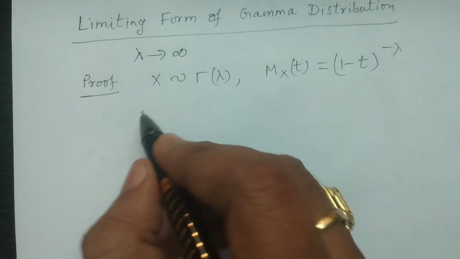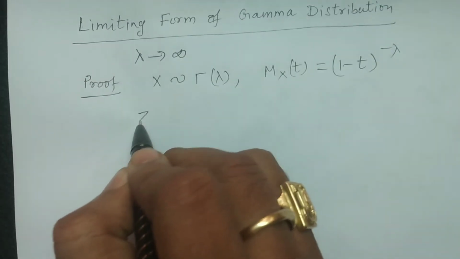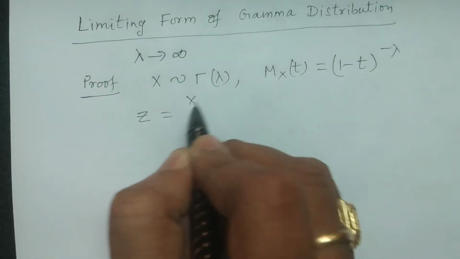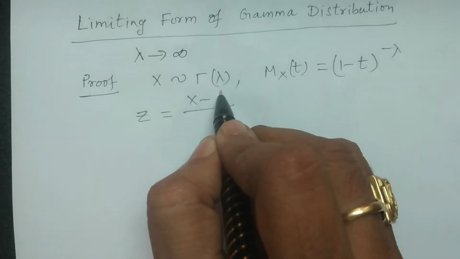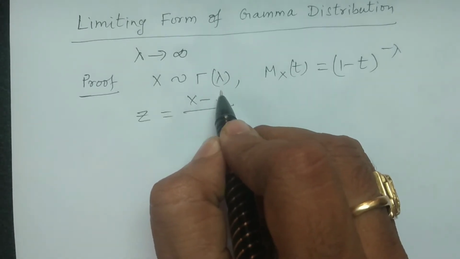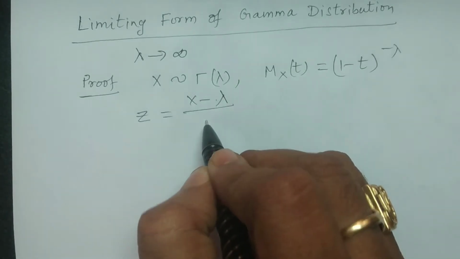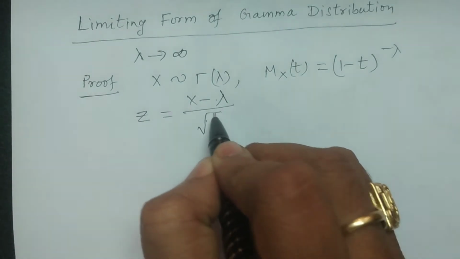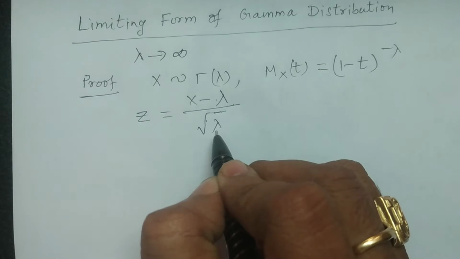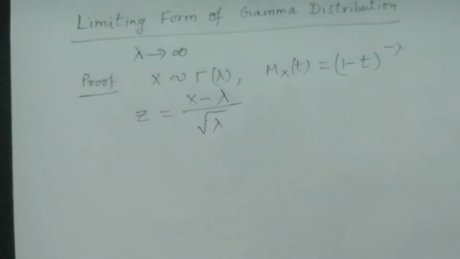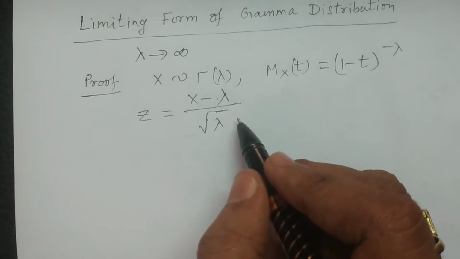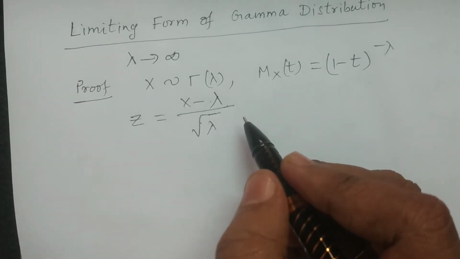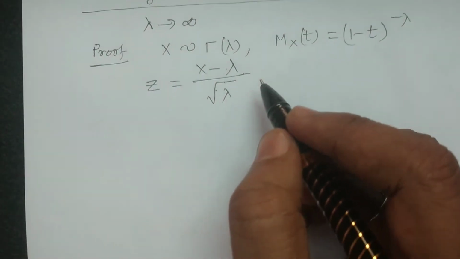First, we consider the standard gamma variate Z = (X - mean) divided by standard deviation. What is the mean of the gamma distribution? Lambda. What is the standard deviation? Root lambda, because the variance is also lambda, and the square root of the variance is the square root of lambda. So this is the standard gamma variate, for which we now have to consider the moment generating function.